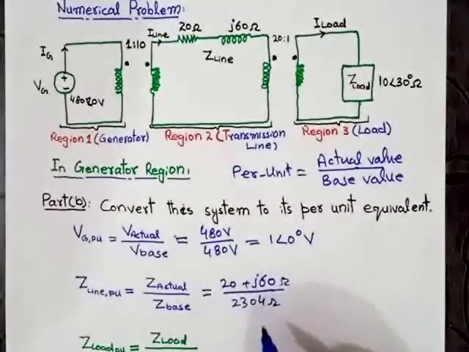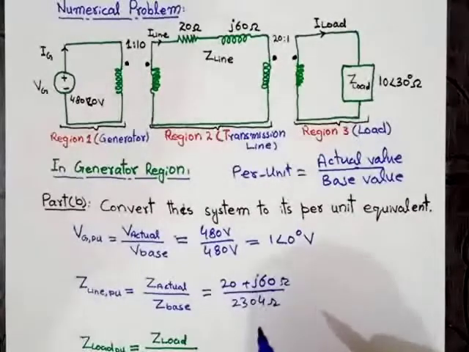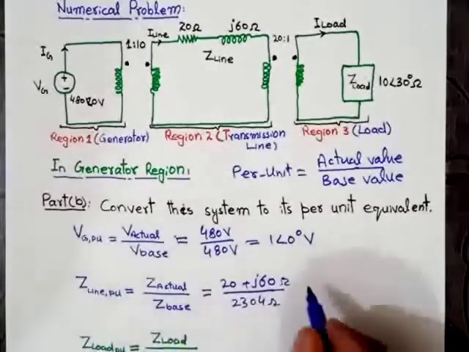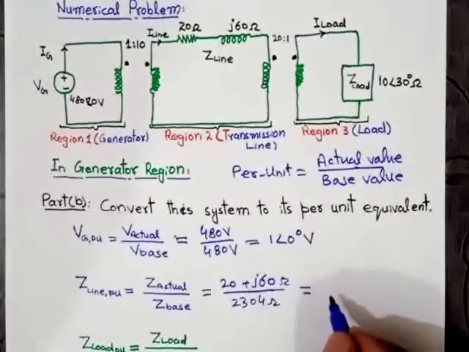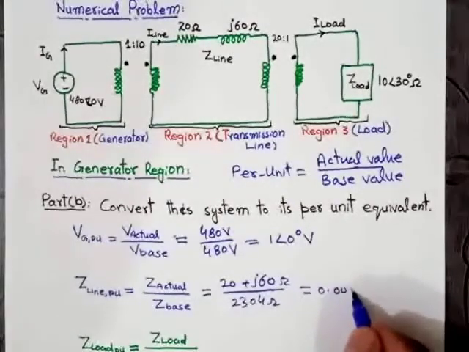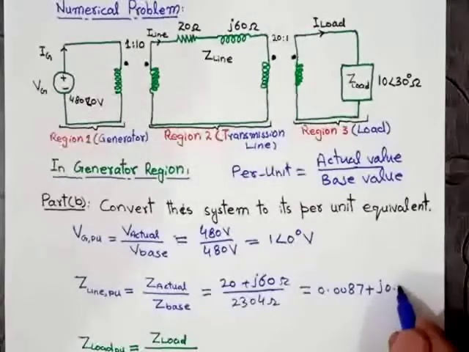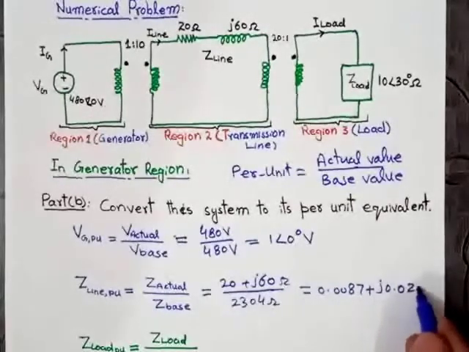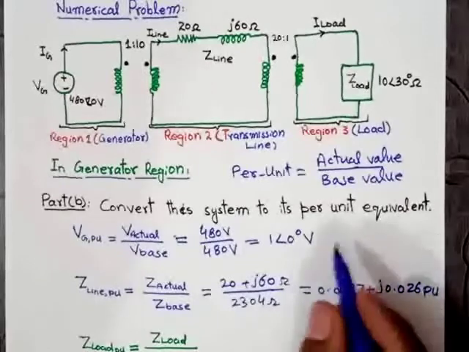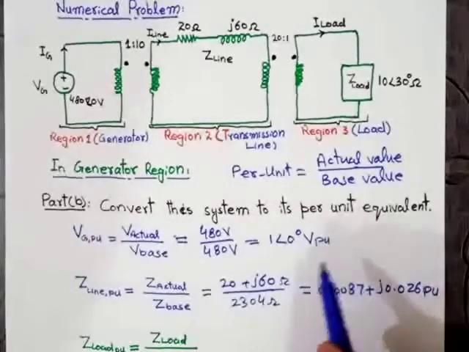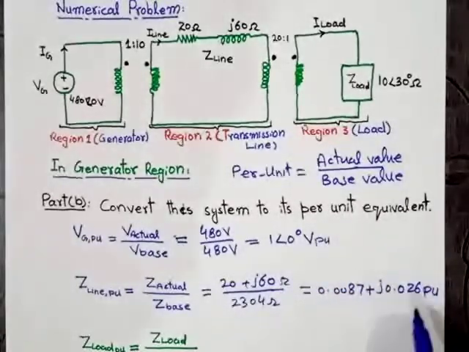After solving this equation, we get the per unit line impedance equal to 0.0087 plus j0.026 in per unit. This is the per unit value of the voltage. This is the per unit value of the line impedance.